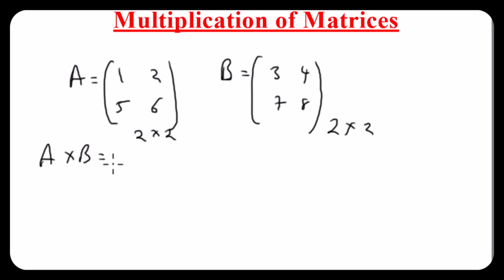Now, when you're carrying out your multiplication, you multiply the first row, this row you're seeing here, with the first column of the second one. That is, multiply this first row with the first column. Multiply this first row also with the second column.